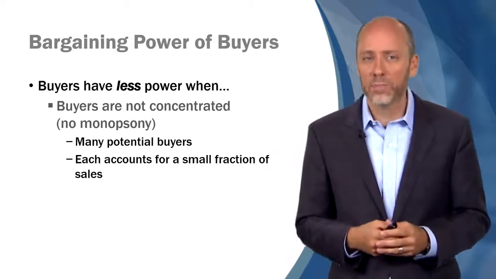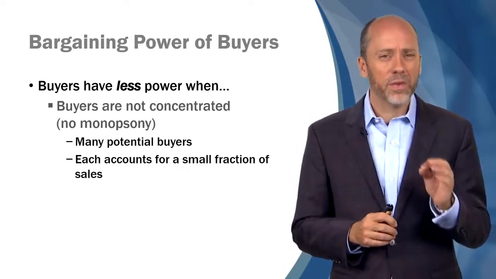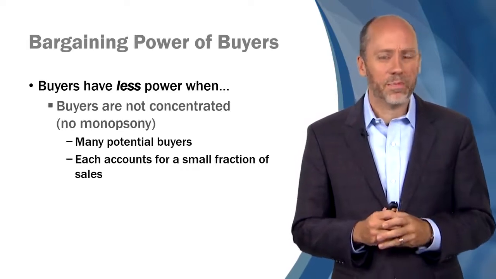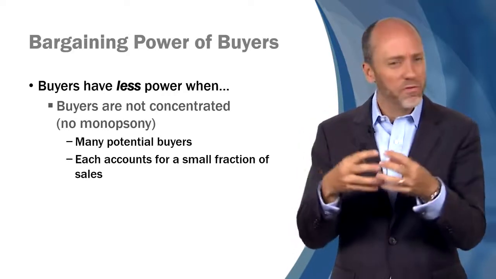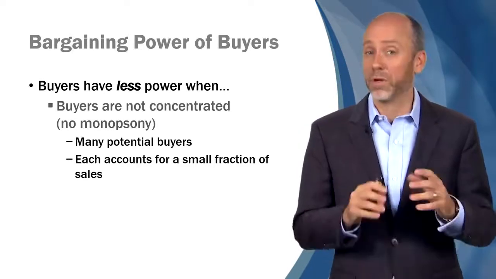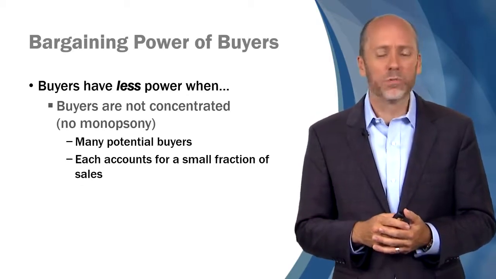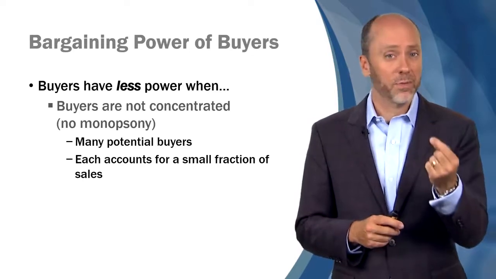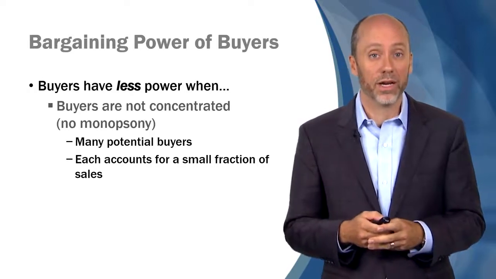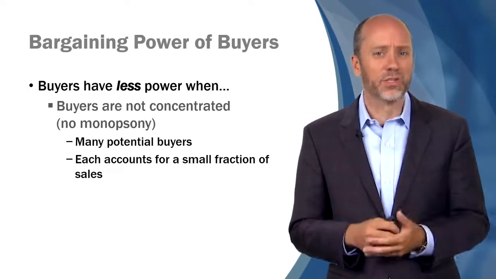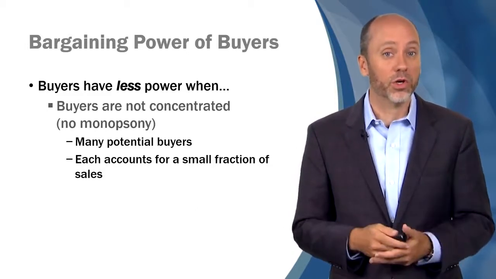Well, buyers are going to have less power if they are not concentrated. This is a concept from economics known as monopsony. That would be a case where buyers are very concentrated. So if we don't have a monopsony, if there aren't just a few buyers that are very concentrated and powerful, but rather if we're selling to a variety of buyers, then those buyers won't have as much power, because if one particular buyer doesn't like our prices, well, we've got a bunch of other buyers to choose from, right? So the idea here is that there's many potential buyers, and each one of those buyers only accounts for a small fraction of our sales of our good or service.